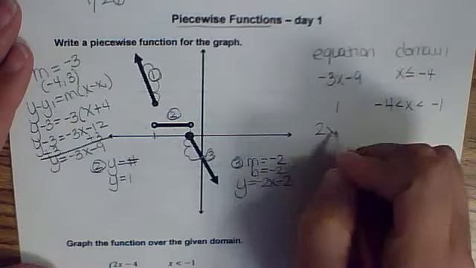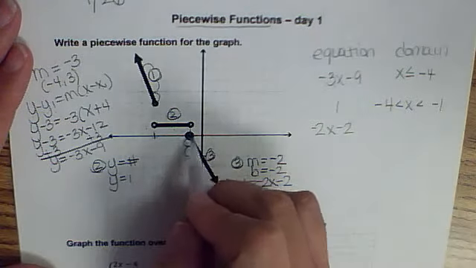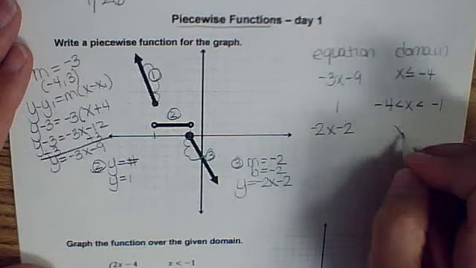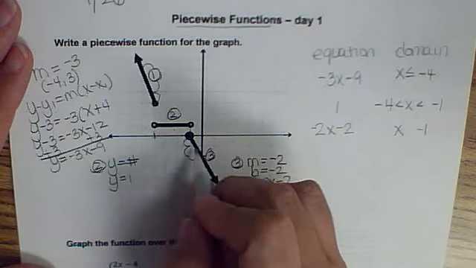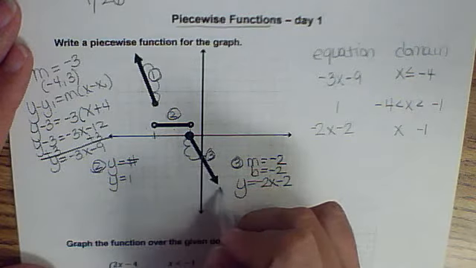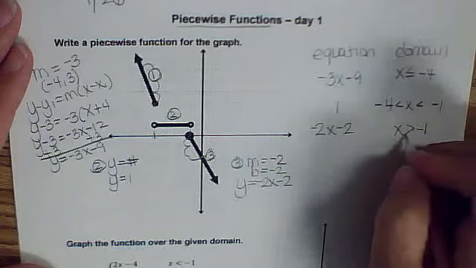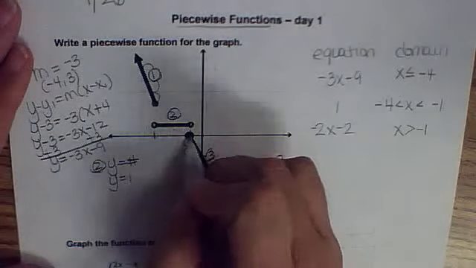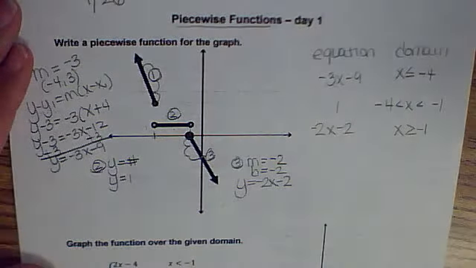So I come over here and I write the -2x minus 2. My domain starts at -1, and it goes to the right this time. Going to the right, all those x's are getting bigger, so it's greater than. It's a closed circle, so I put or equal to.